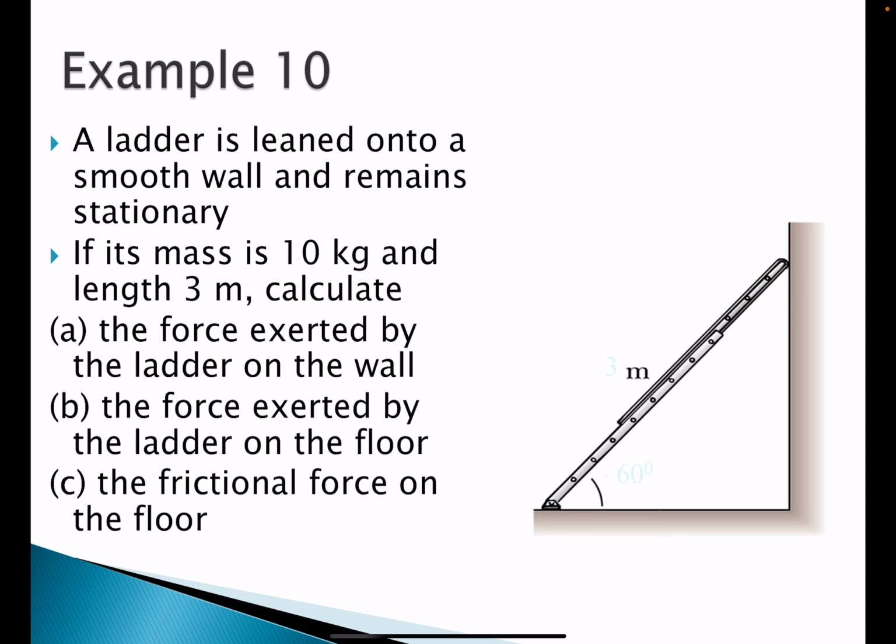So let us look at example 10. A ladder is leaned onto a smooth wall and remains stationary. It's almost the same as the previous one, but we look at the part where you need to calculate the force exerted by the ladder on the wall, the force exerted by the ladder on the floor, and the frictional force on the floor.